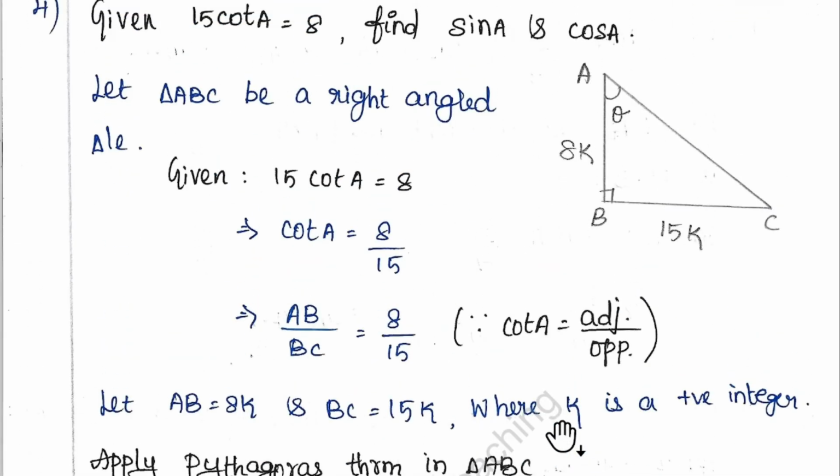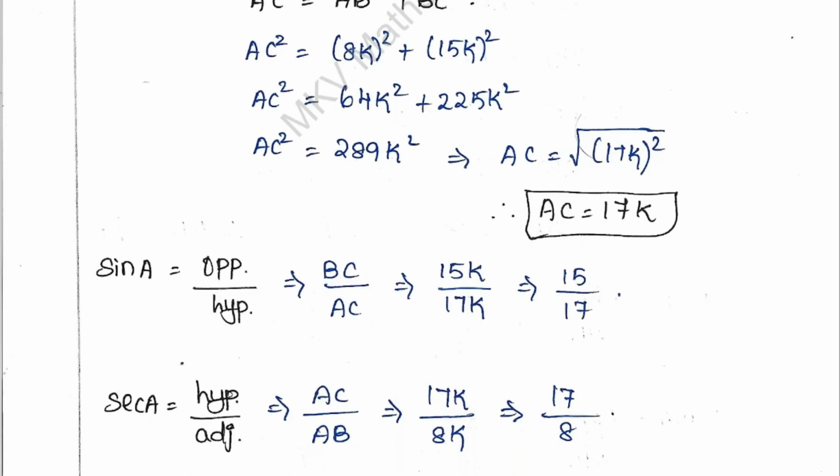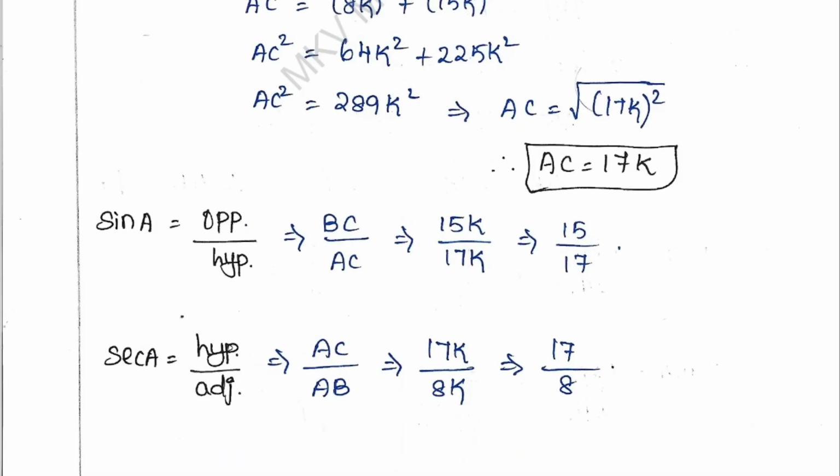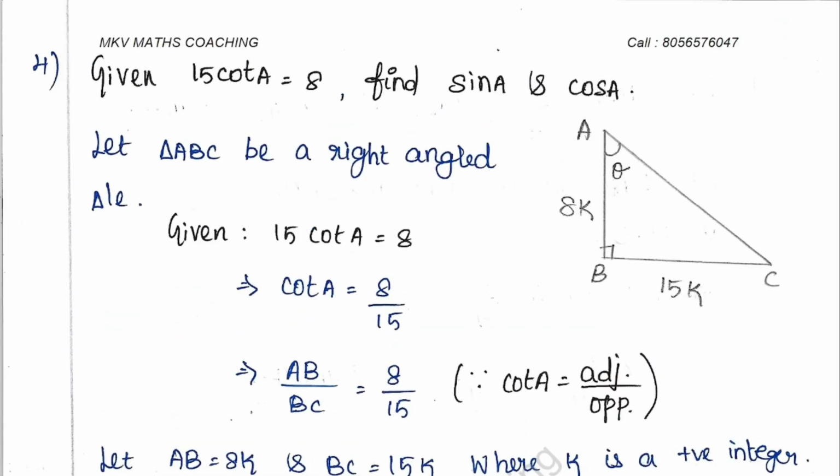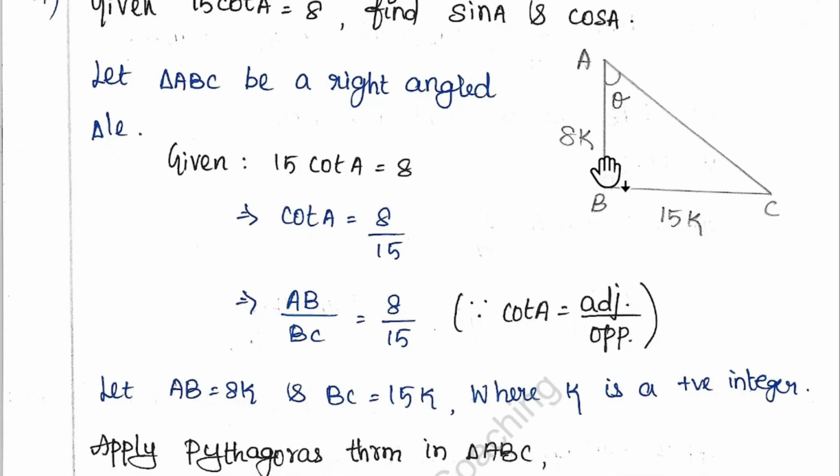So they have asked for secant A or not. No, cos A. So just do it by yourself. If it is cos A, you need to find adjacent by hypotenuse. Okay.